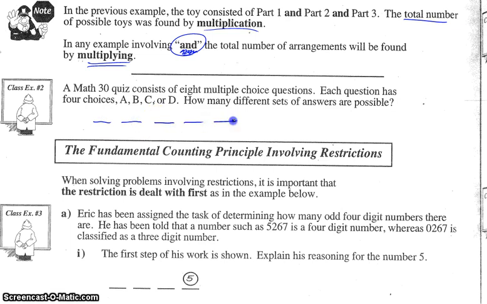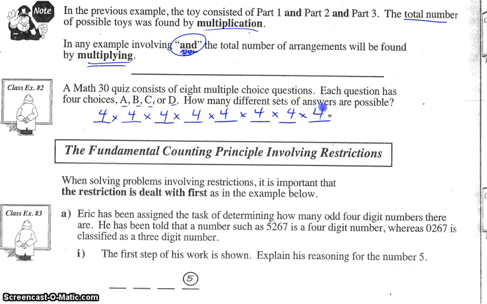Well, there would be 8 situations where we have to make a choice. So I do 8 blanks to represent basically each question where you make a choice. Now in the first question, you would have a choice of A, B, C, or D. So 4 choices. Second question, 4 choices. Third question, 4 choices, etc. Each one of these questions would have 4 choices.